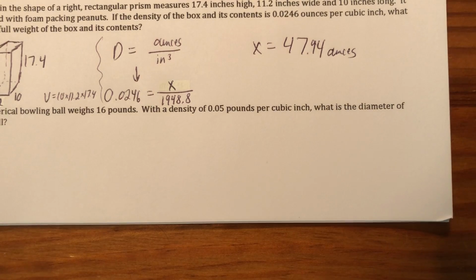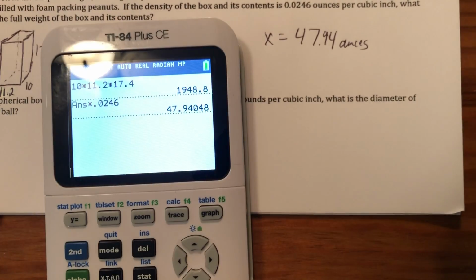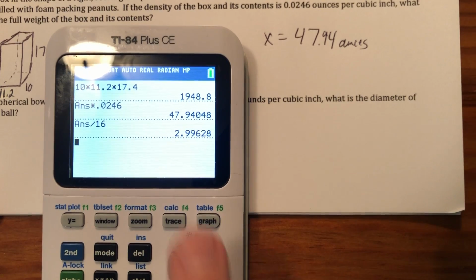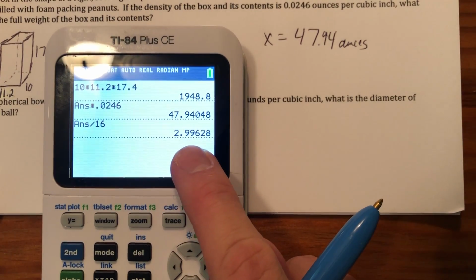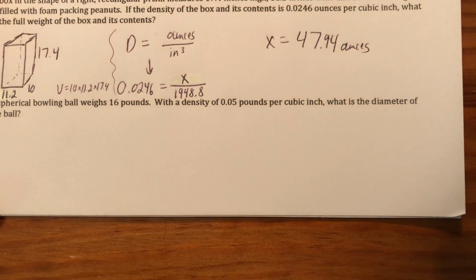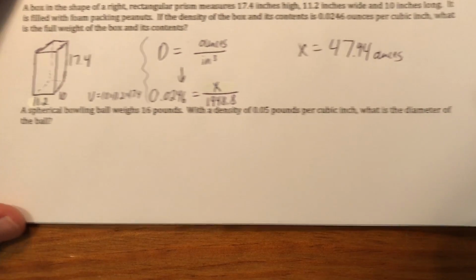There it is. Found out how many ounces this thing is, and if you really care to know, if we divided that by 16, that's how many pounds it is. It's right at 3 pounds. Just about 3 pounds. Okay, let's do one more, and this one's going to be a little bit tricky.